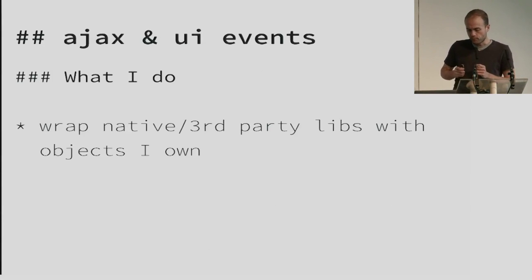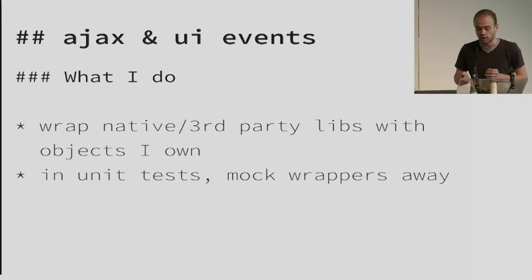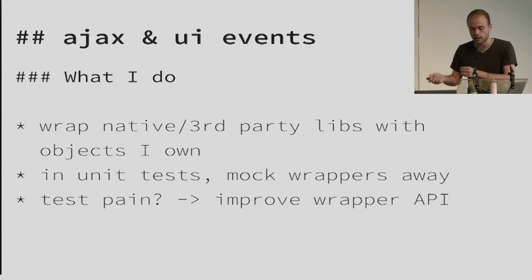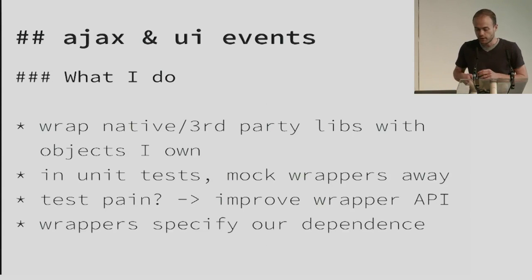So what I do instead is I tend to wrap native and third-party libraries with objects that I do own, and then in my tests, I mock those wrappers away. That way, if I ever experience test pain, I can just improve the wrapper API, make it easier to use that wrapper, and then nestle some of the annoying drudgery that I have to do with that third-party API inside of the wrapper. Wrappers specify the way that we depend on third-party libraries.